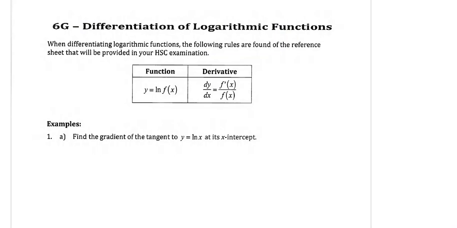Okay, 6G is about differentiation of the logarithmic function. So you can differentiate a log. Okay, here is the rule at the top here. If we have y equals ln, so that's log base e, of some function that we're calling f of x, when you differentiate it, here's the exciting news. There is no logarithm in the derivative.